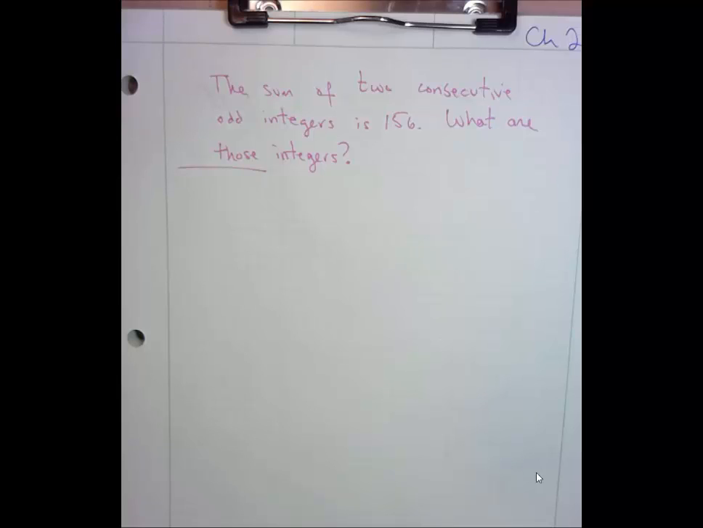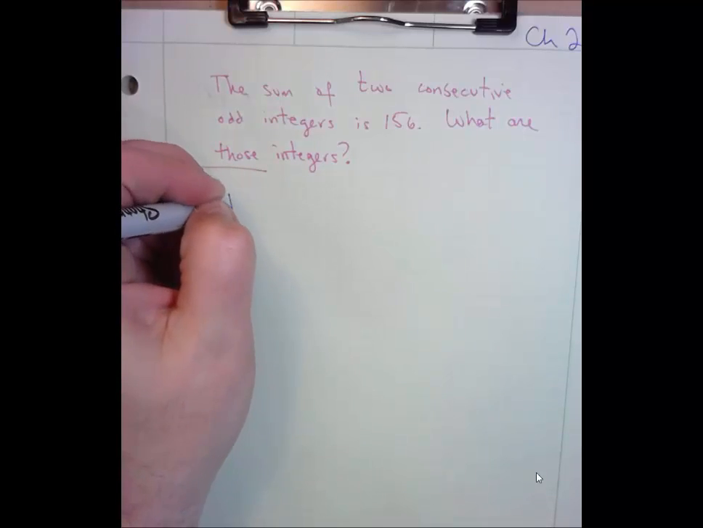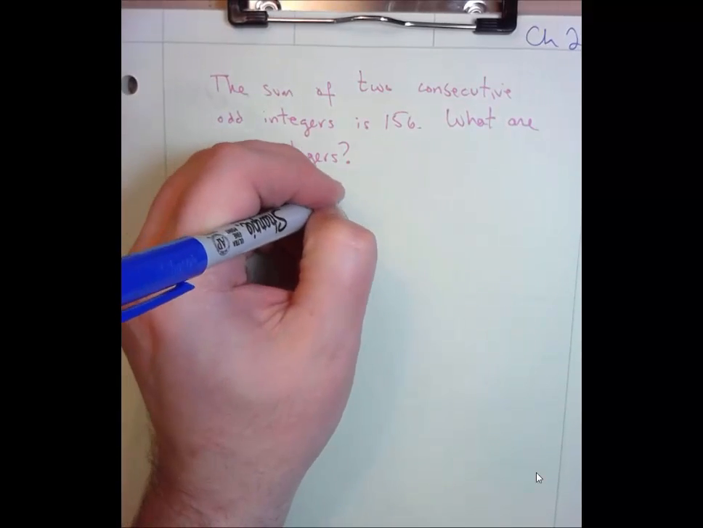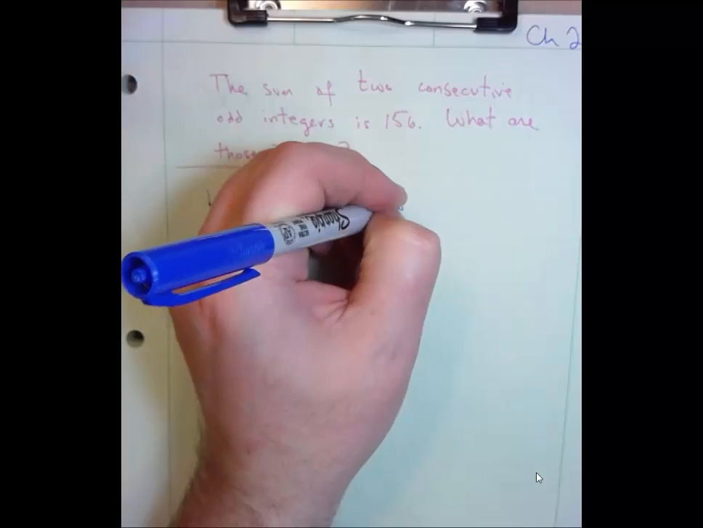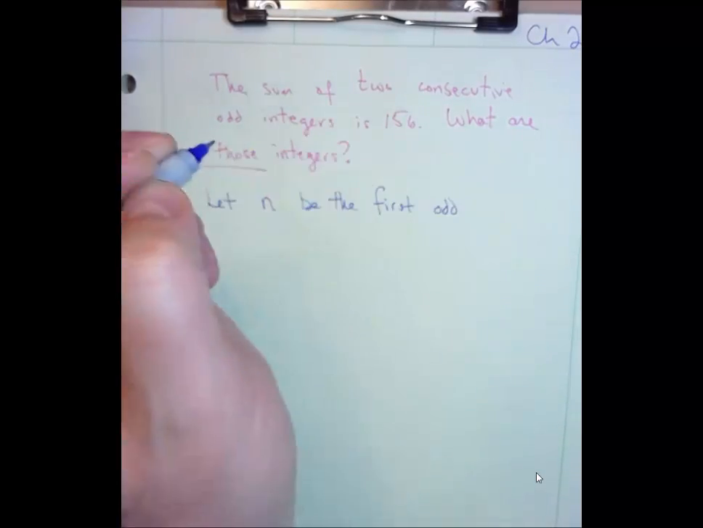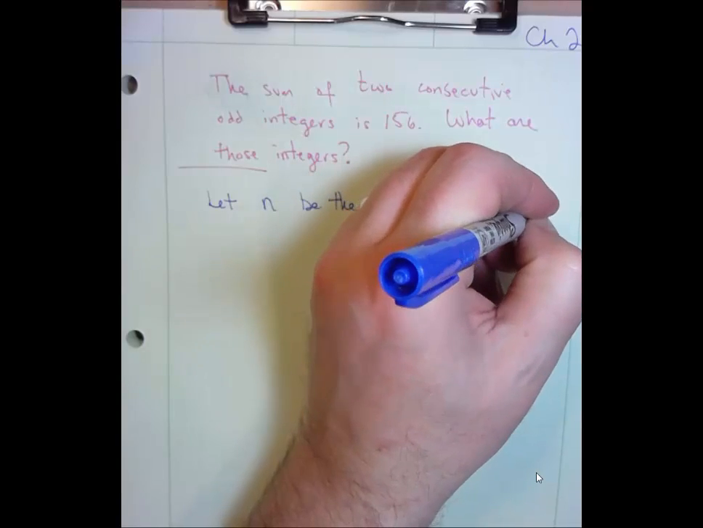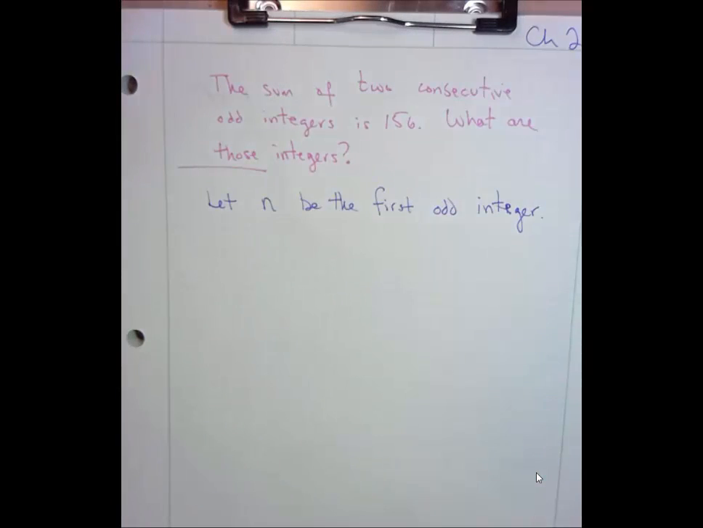Well, we have to introduce a variable, because something here is unknown, and so it requires an unknown, which is a variable. I'm going to identify this variable. I'm going to say let n for number, because I'm clever that way. Let n be the first odd integer. I'm a lefty, so you'll have to wait for my hand to get out of the way. All right, so we've named one of our two unknown integers.